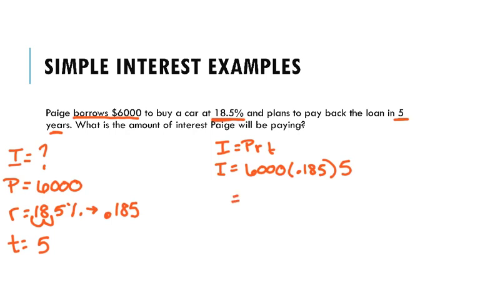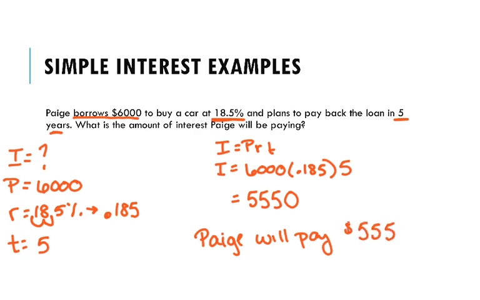Once again, guys, you can put that into your calculator and multiply. If you take 6,000 times 0.185 times 5, you get 5,550. Then just answering the question, what is the amount of interest Paige will be paying? Paige will pay $5,550 in interest. Add that in there. Okay? So, there you have it.